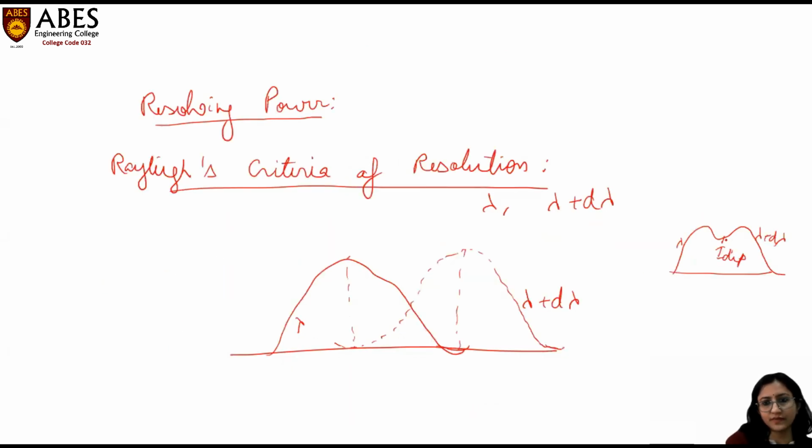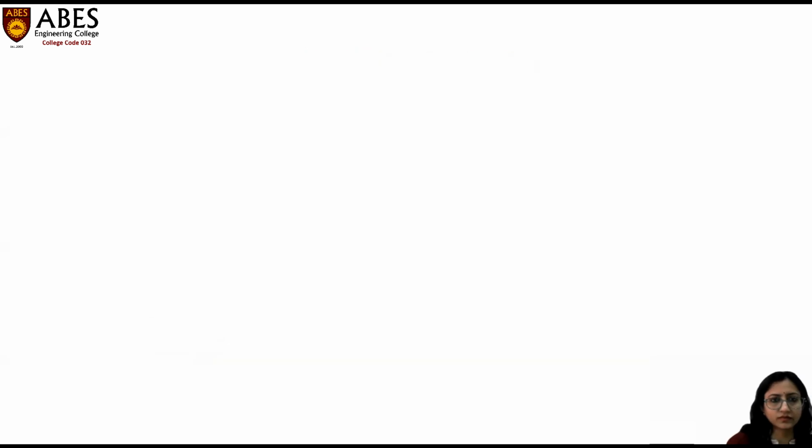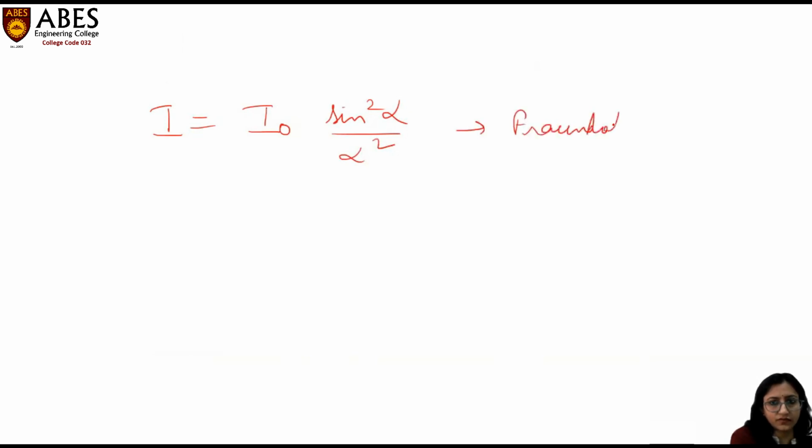Before that, we need to know about this point, where we found the minimum intensity. What is the intensity at the dip? This expression is also very important. To obtain the value of this intensity at the dip, we have a very small derivation. We take the condition of Fraunhofer diffraction at a single slit, and the intensity expression for Fraunhofer diffraction at a single slit is this.